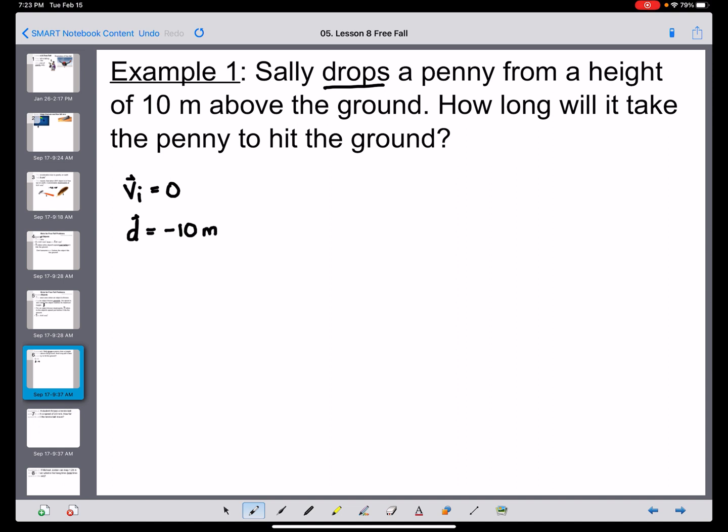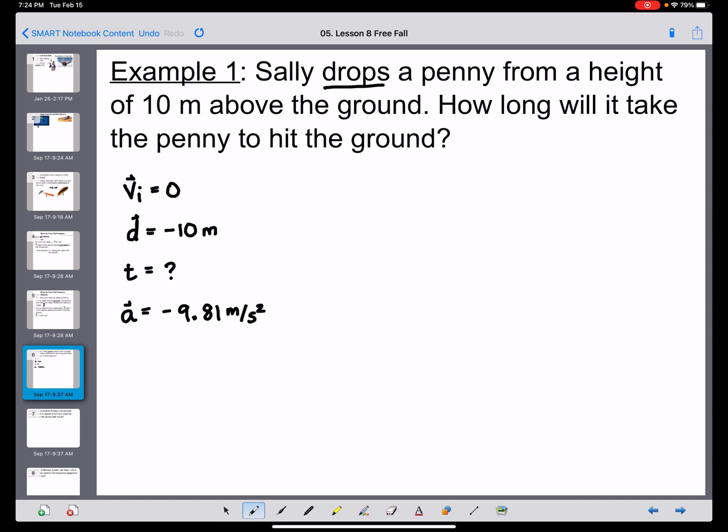So we're going to write -10, right? Because the penny is falling down 10 meters towards the ground. We want to know the amount of time, so t is our question mark. And then because this involves a falling object, we also know the acceleration. So the acceleration is going to be -9.81. Now, these questions are actually just like the ones you were doing in lesson 6. So it's still just an acceleration problem.